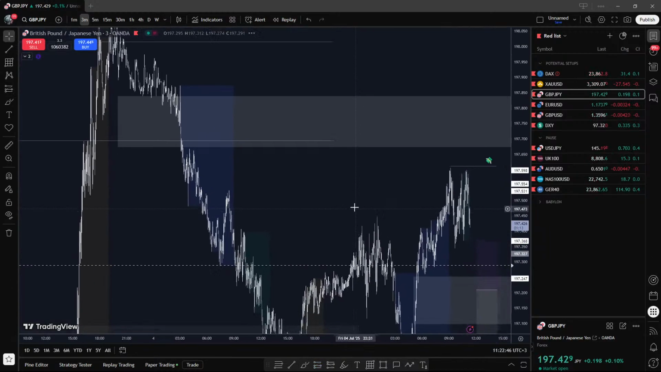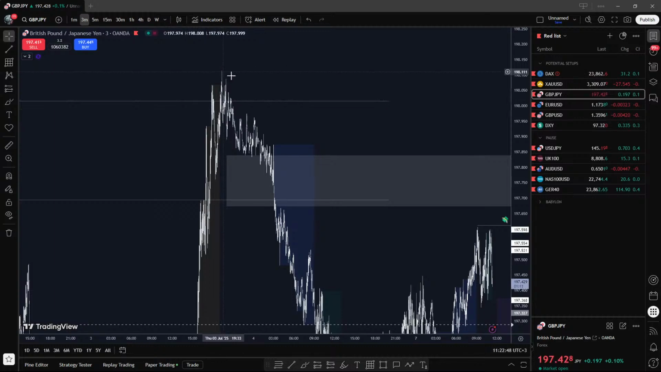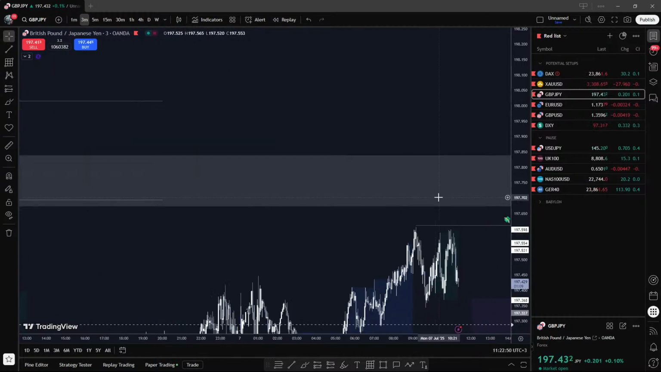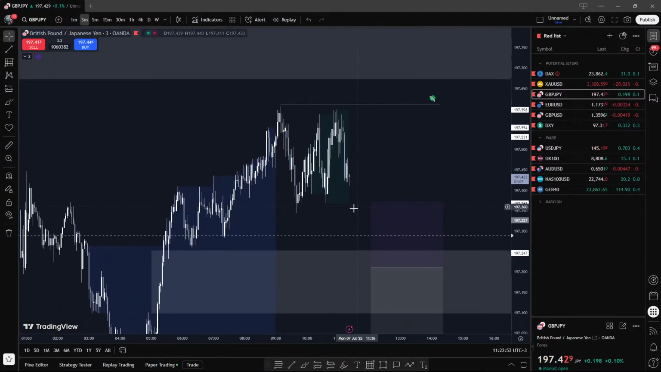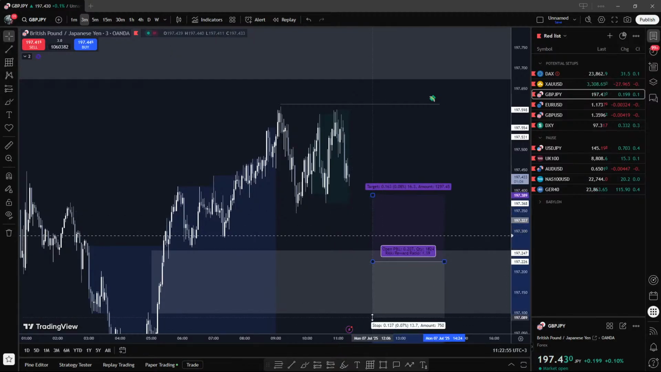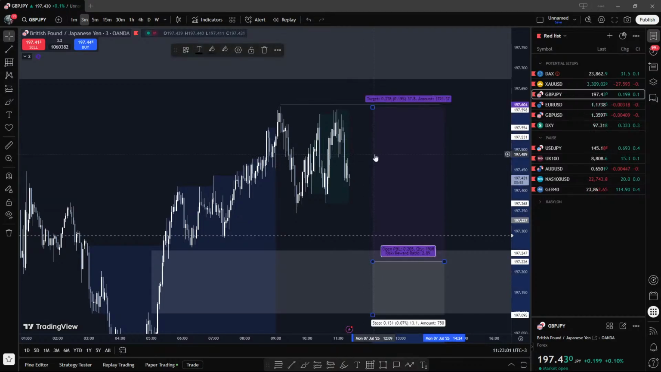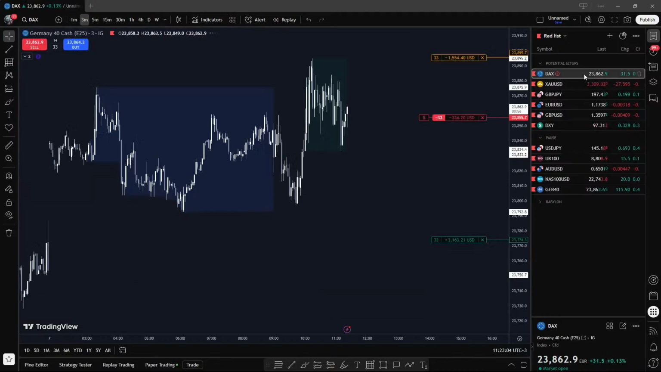We don't really look to target more than this. Maybe we can leave runners towards here, but remember this is a 4-hour inverse. So generally this is where our main TP is gonna be. Let's say we have a 13 pip stop loss and we look to target. We have waited enough, right? So yeah, this is gonna be a good trade.